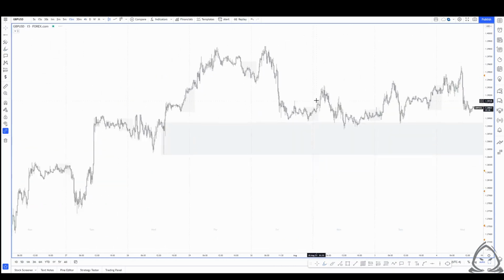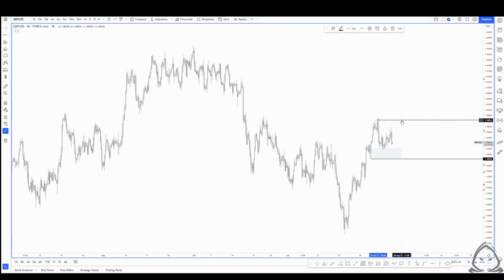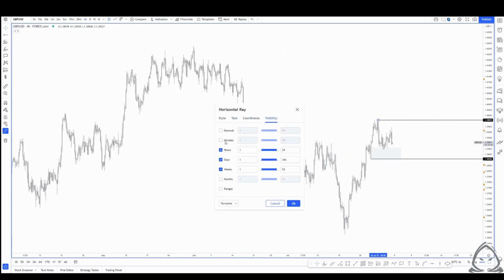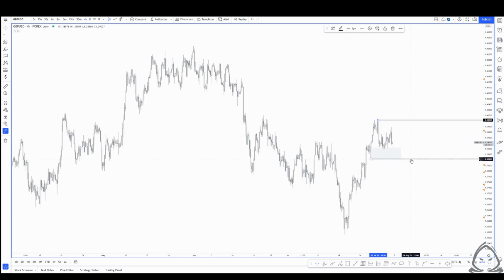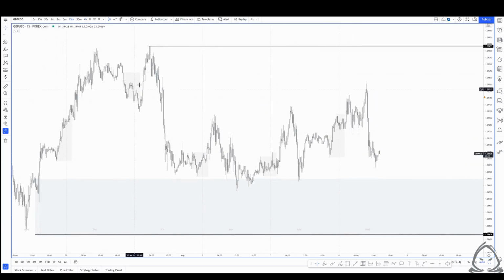I'll just move the chart back a little bit. One thing I'll do is go back to the 4-hour chart and add visibility so we can see this on the lower time frames. Perfect. Now we'll jump back into the 15-minute chart. As we can see, we have our 4-hour swing structure, which is from this swing low to this swing high.